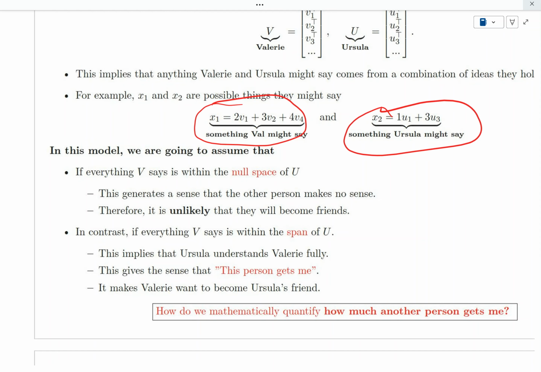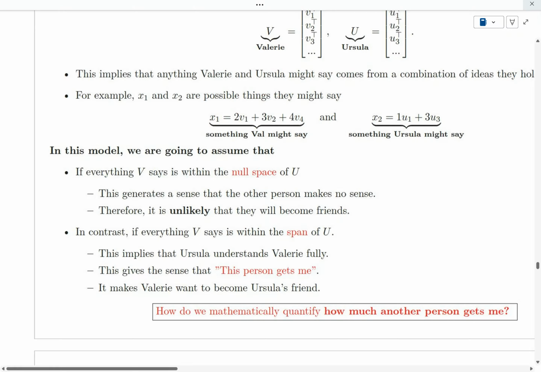I mean, that's just language. I guess you can communicate in other ways. Anyway, the point is it doesn't matter what Ursula says or does if it's in the null space of Valerie. Valerie would get nothing out of it. Therefore, if that is the case, it's unlikely they're going to become friends, because they have no way of communicating with each other.